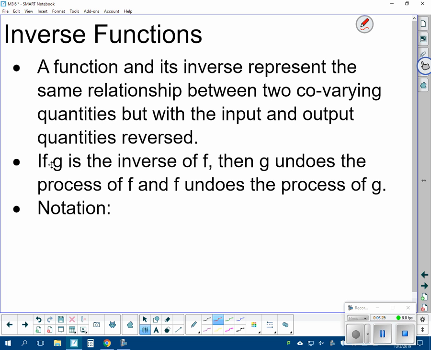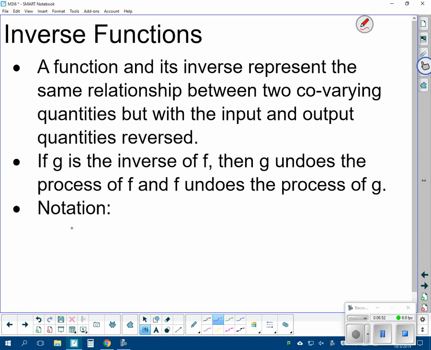Okay? So here's what we just said. If G is the inverse of F, then G undoes the process of F. And F undoes the process of G. So they both have to undo one another. So G of F of X has to equal X, and F of G of X has to equal X. You guys with me on that?